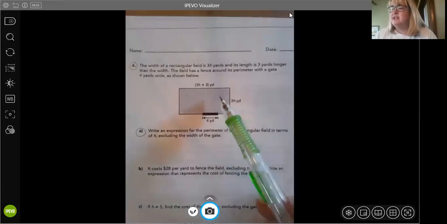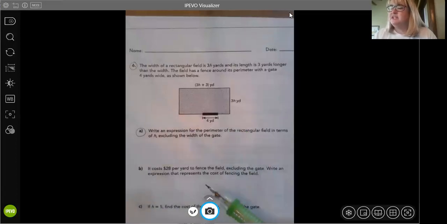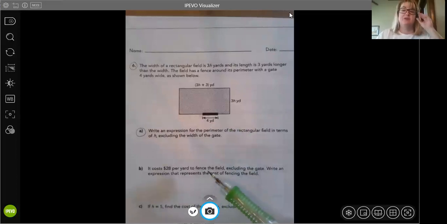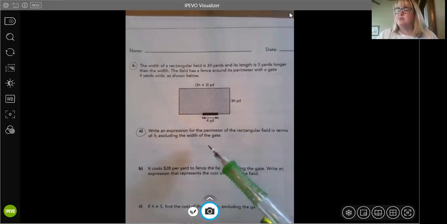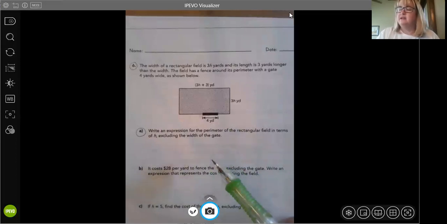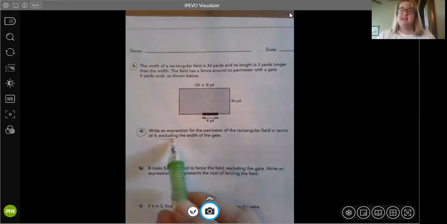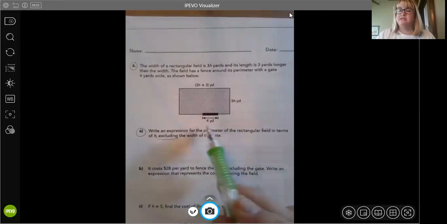The width of a rectangular field is 3/8 yards, and its length is 3 yards longer than the width. The field has a fence around its perimeter with a gate 4 yards wide as shown. A says, write an expression for the perimeter of the rectangular field in terms of H, excluding the width of the gate. Excluding means we need to take this measurement out.